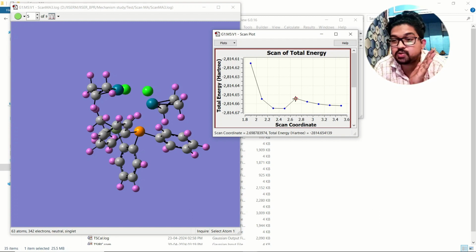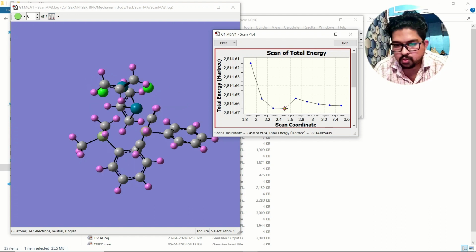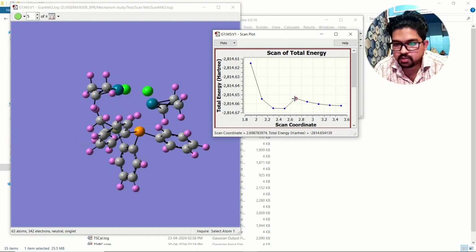Here my intention is not to get the minimum, because I am interested in the TS. This will be your minimum here, right? But I am interested in this point, so I can take this geometry and do a transition state calculation, and further I can perform the IRC. For those kinds of calculations this scan is very useful, and it is highly recommended when you are going for TS calculations.